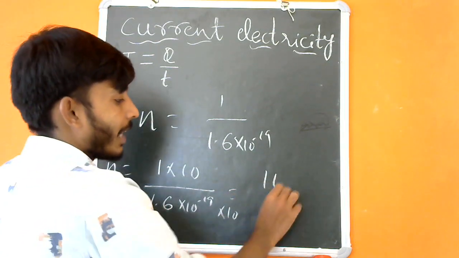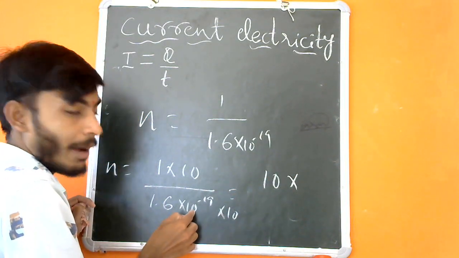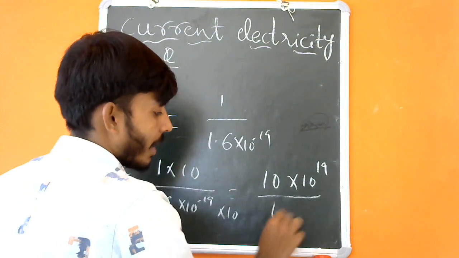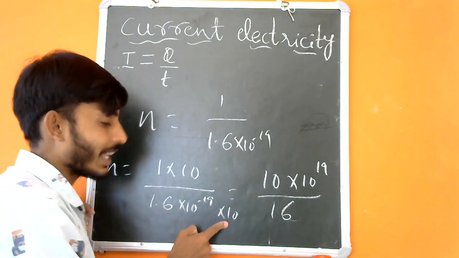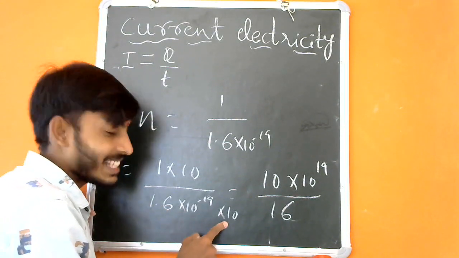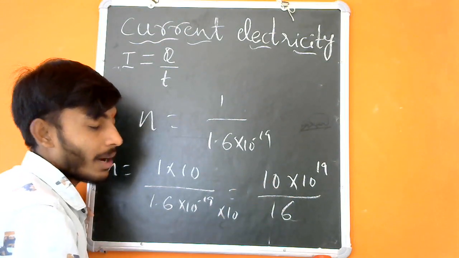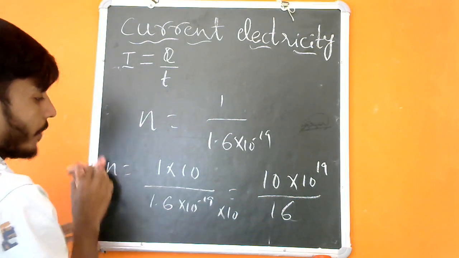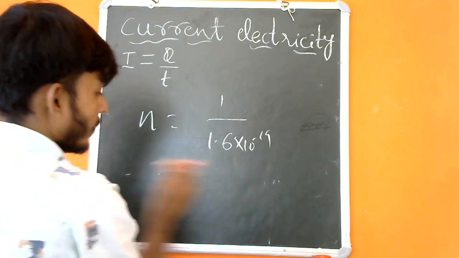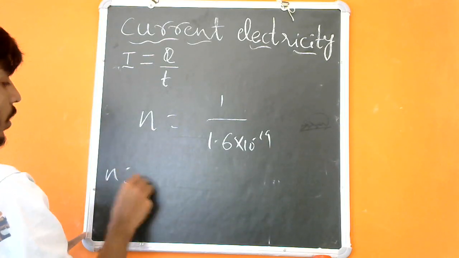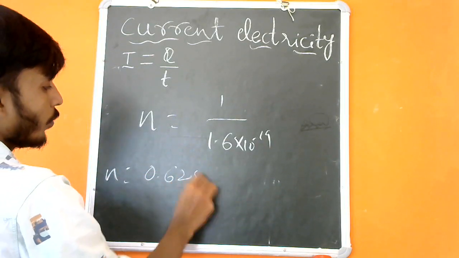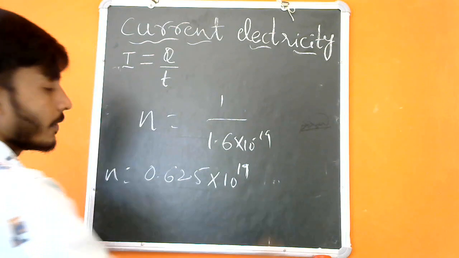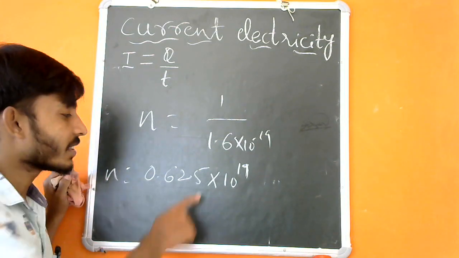Then let's shift this 10 power minus 19 to the numerator. I will get 10 power plus 19 times 10 divided by 16, since 1.6 into 10 gives 16. So if you divide 10 by 16, you will get the number. So 10 by 16, you will get N is equal to 0.625 into 10 power 19. Correct? So this is the number you are getting.